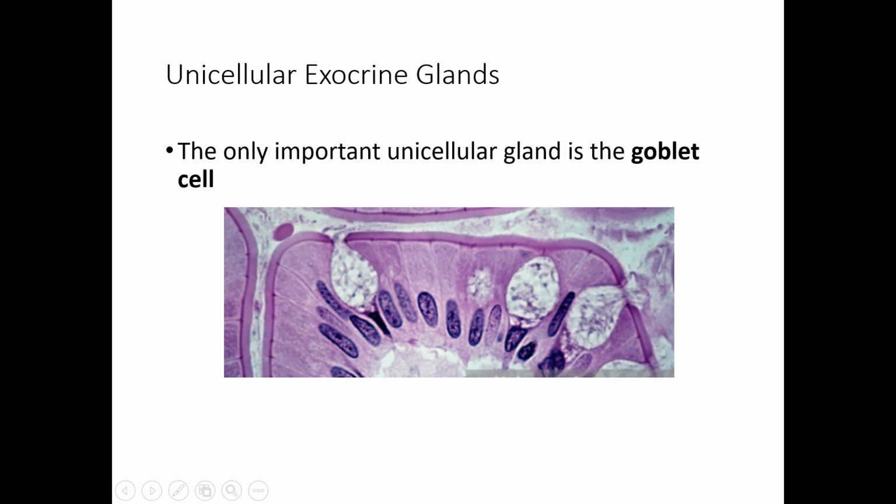Unicellular exocrine glands are made of one cell only. Think what type of epithelium you can see right here. One layer of tall cells and cilia. So that would be ciliated, simple, columnar epithelium.